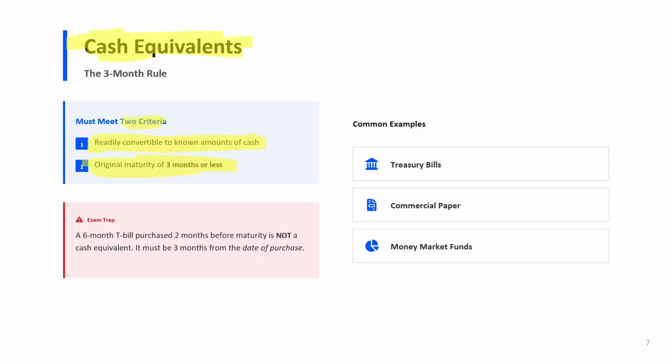What are the examples? If the company has Treasury bills that mature in 3 months or less, any commercial paper or money market funds, they are considered cash equivalents. Here's an exam trap they like to ask. Let's say they give you a 6-month T-bill purchased 2 months before maturity. Remember the 3-month rule? They bought 2 months before, so we are in month 3 and they still have 4 months until it matures. This is not considered cash equivalent.